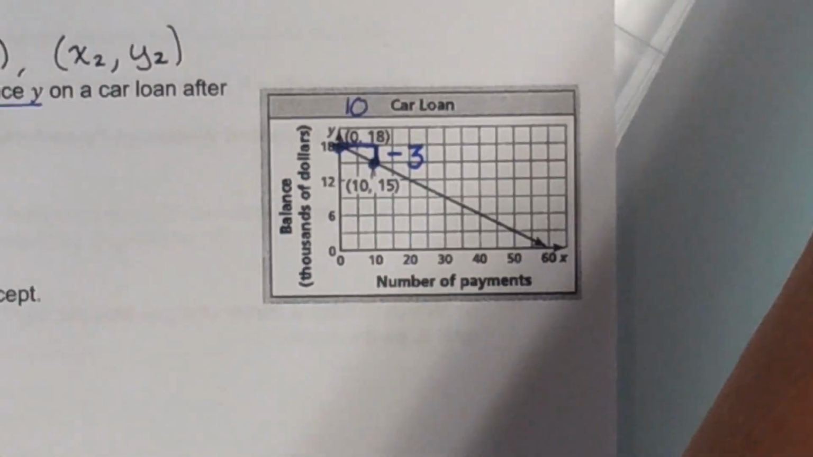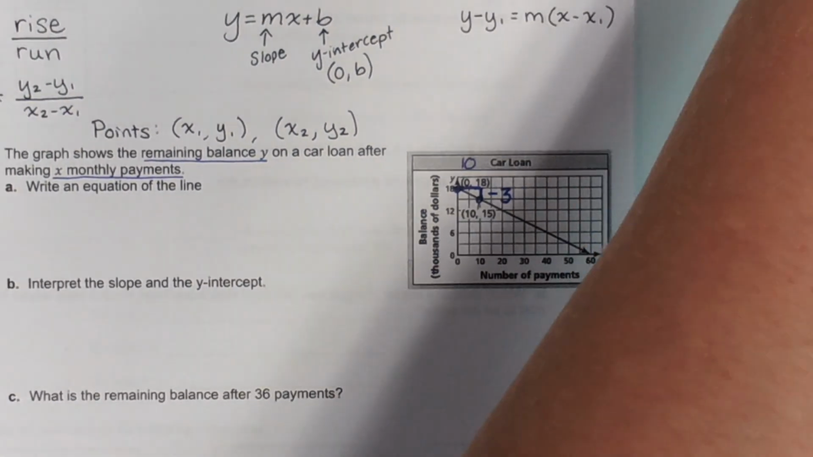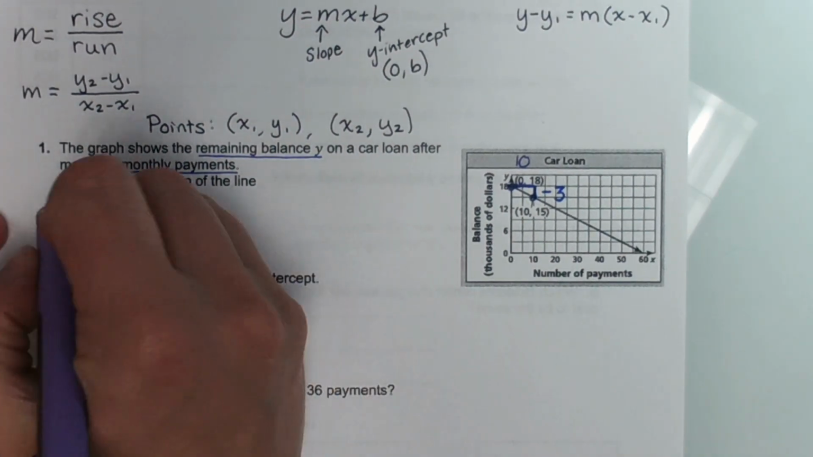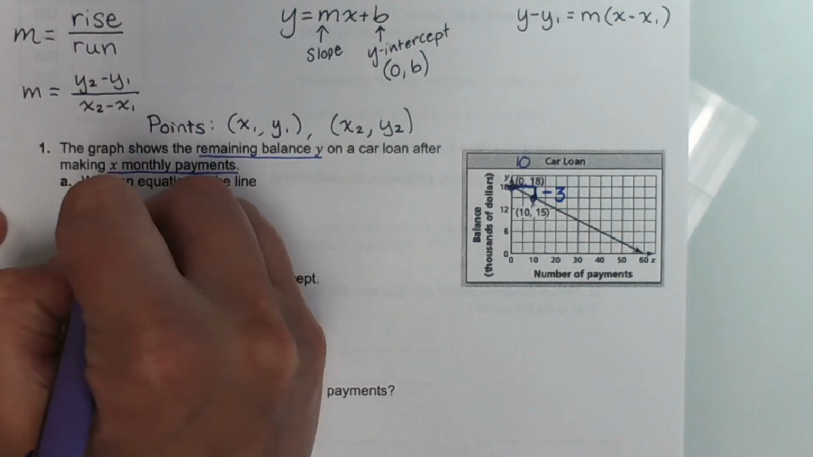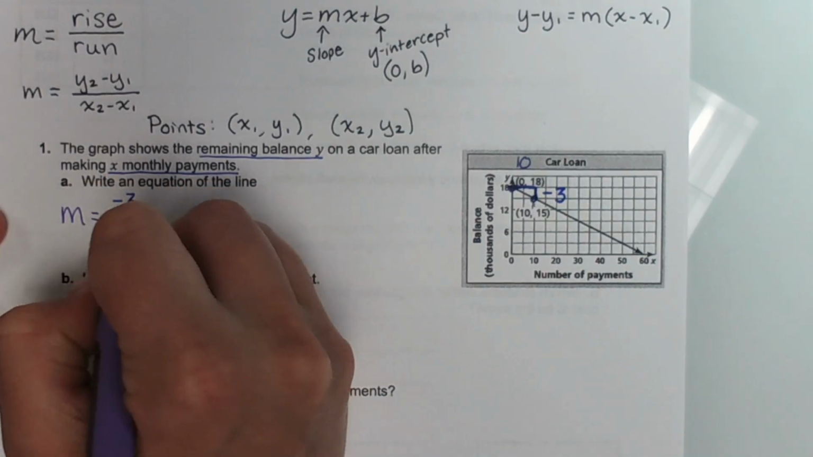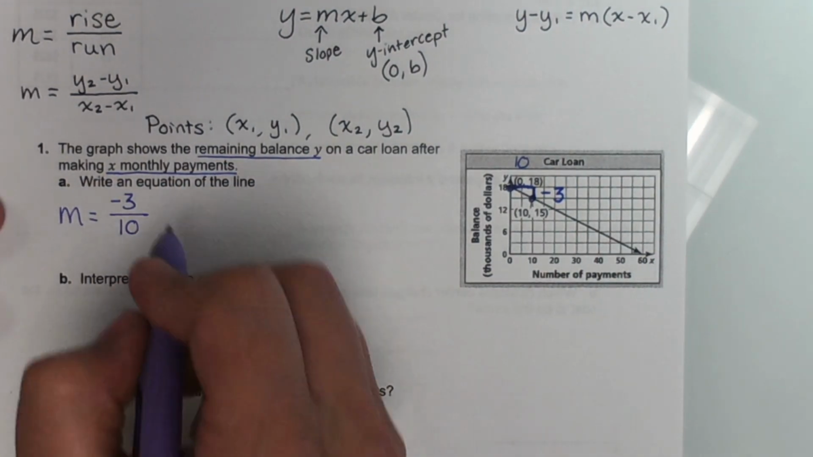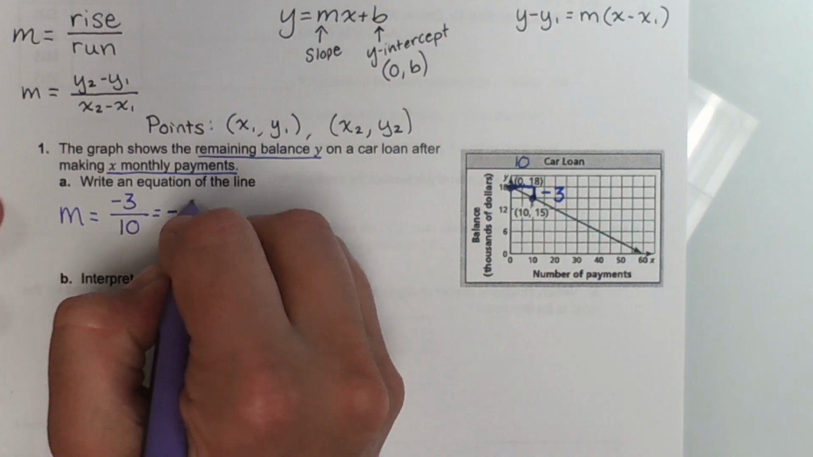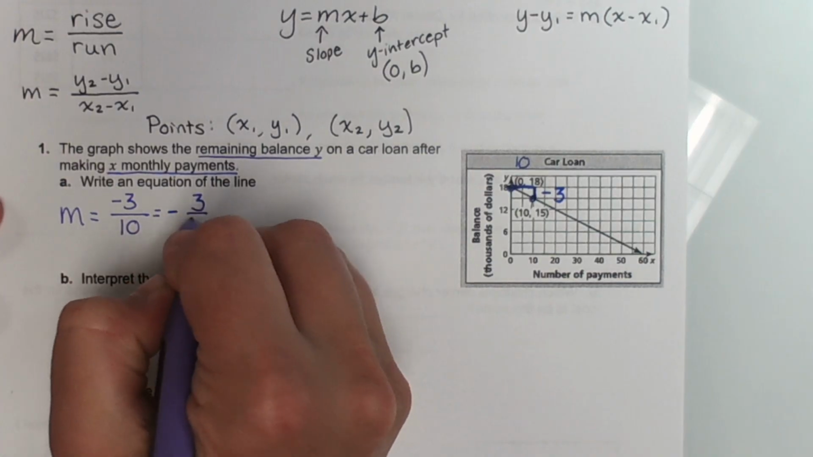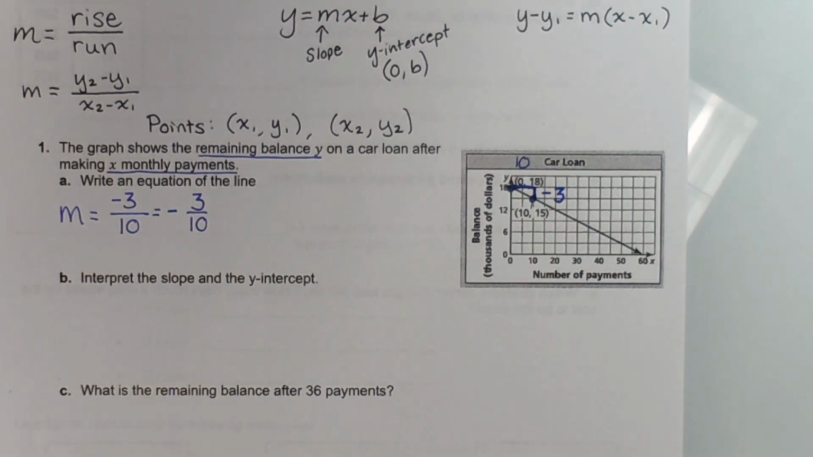So, on a graph like this, if you want to do rise over run, because that's easier, that's fine. M would be -3 over 10. Or generally, we put the negative out front. Slope should be left as a fraction in its simplified form. Can you simplify 3/10? No. 3 and 10 don't divide by the same thing.